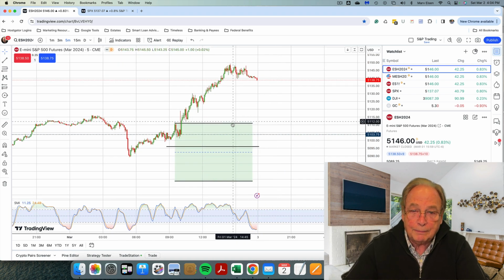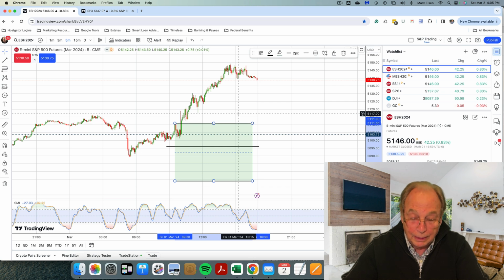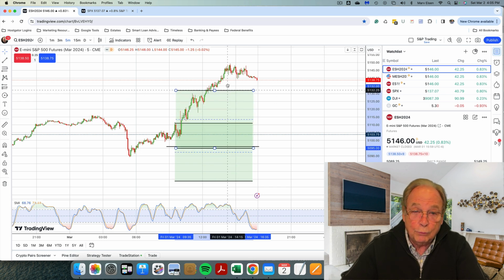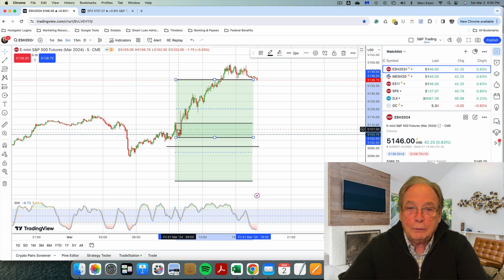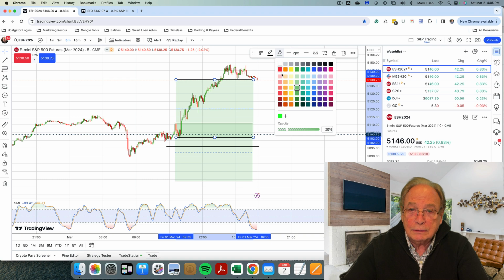I'm going to recolor that and do the same thing for Friday, March 1st, which was a trend day. I'm going to take the trading zone, copy it, clone it and move the clone to the intraday low, which was put in again within the first half hour to hour of the day. So, okay, let me change the color of this.